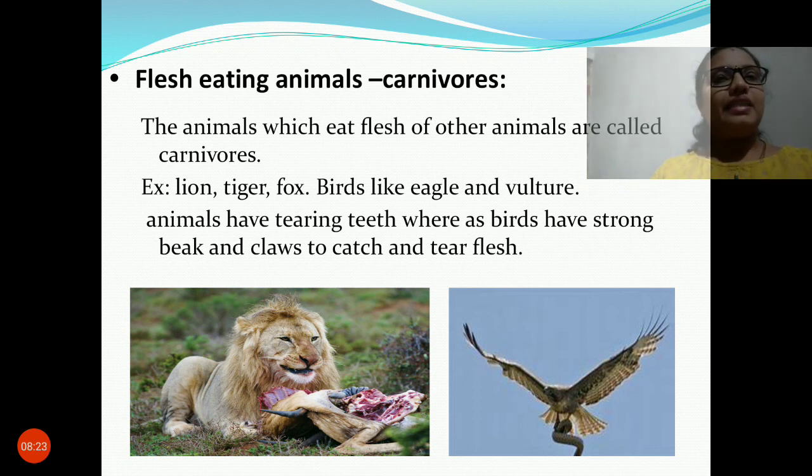Then flesh eating animals are called carnivores. The animals which eat flesh of other animals are called carnivores. Lion, tiger, fox, even some birds also will eat flesh. Eagle, vulture. These are a few examples, and we are shown in the picture.